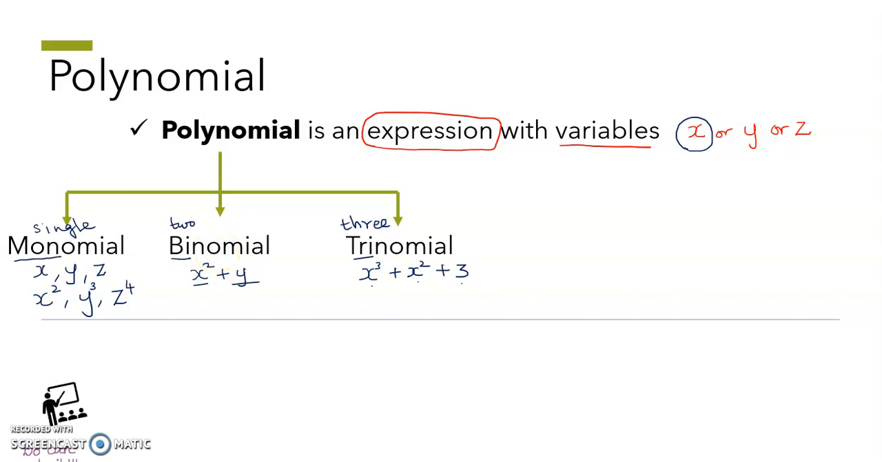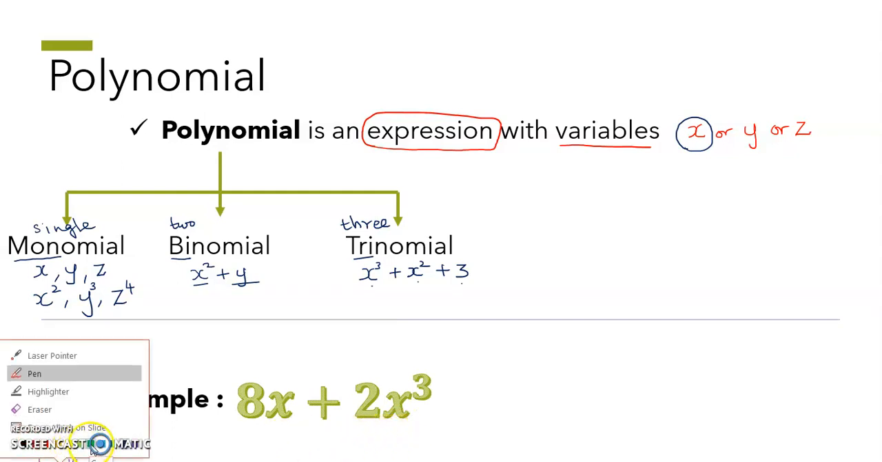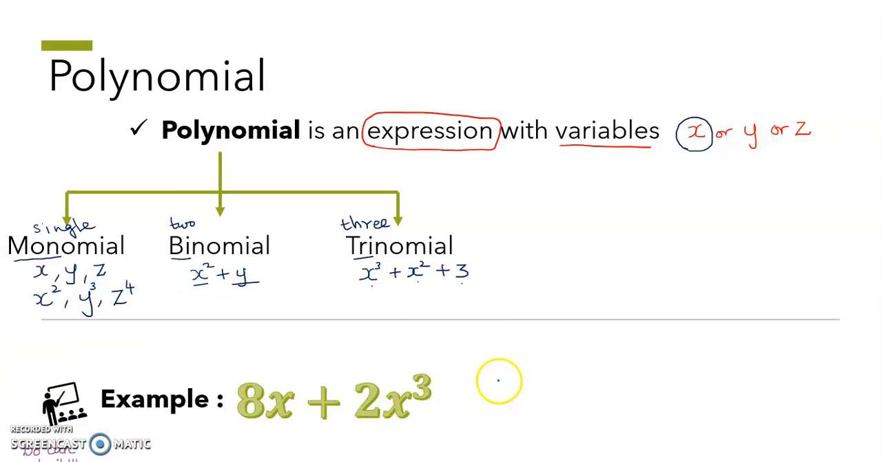Now let's have a small example. 8x plus 2x cubed. What kind of polynomial is this? Is it monomial or binomial or trinomial? Can you guess? Yes, exactly. It has two terms. This is the first term. This is the second term. Hence it is a binomial. Clear? Now we will go to the next.